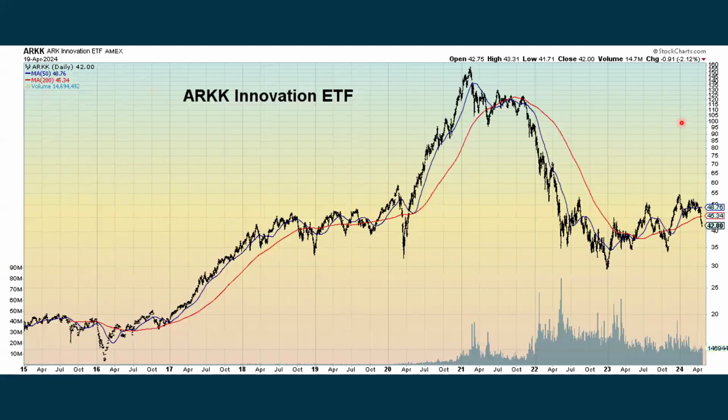if prices keep going down. ARK, which is a very popular ETF, it really didn't participate on the way up, but it's kind of starting to participate on the way down. It was down almost 10% on the week, and it was down in Friday's session. It's still in an uptrend, but it has been pulling back.